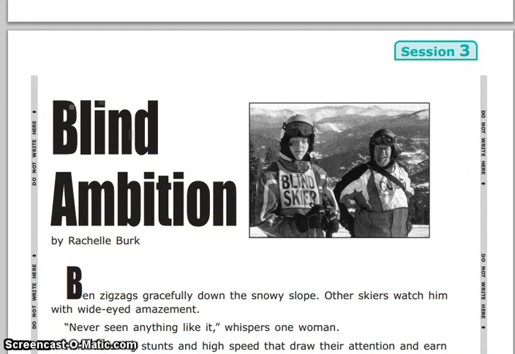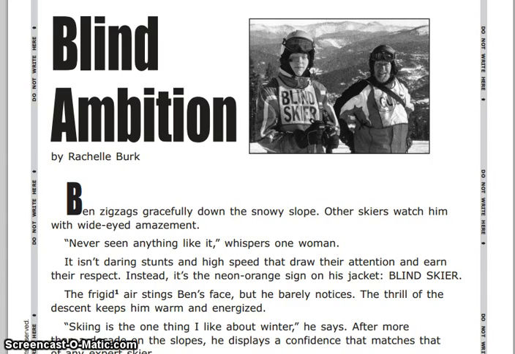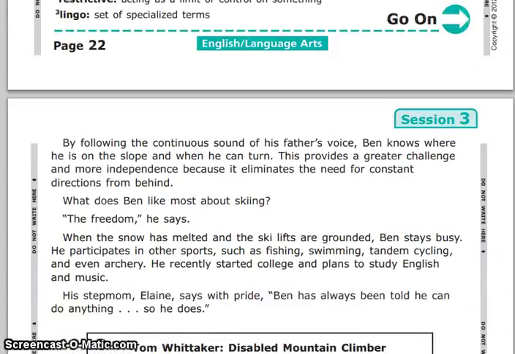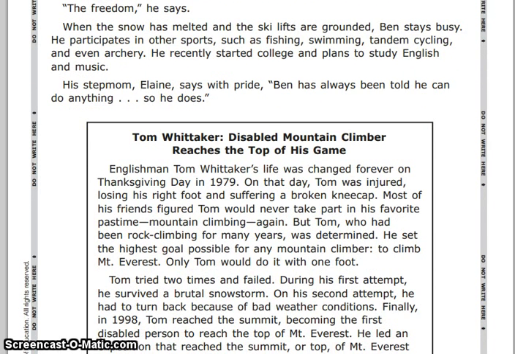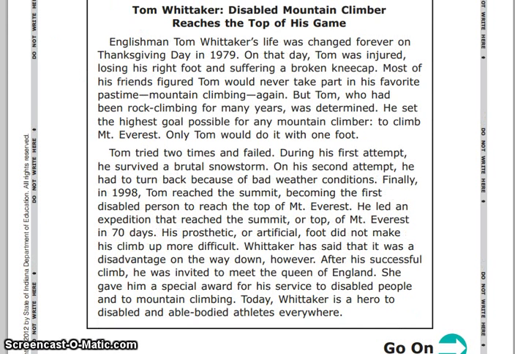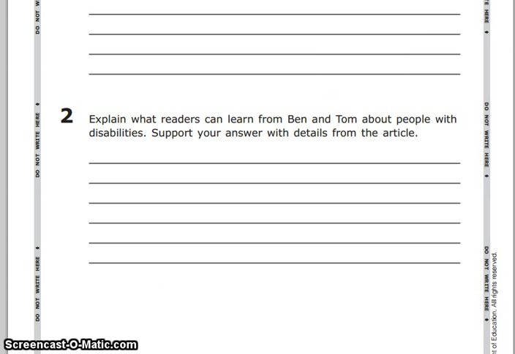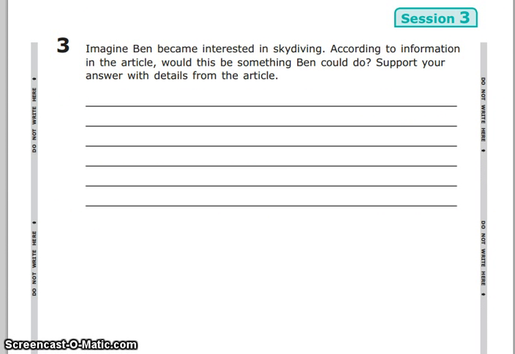There are the directions, and then here is the first passage. It says Blind and Ambition, and it's a few pages long, and then it goes right into a very short passage that is related, it's about the same topic. So this one was disabled people who are able to accomplish great tasks, okay? Then if I scroll down, I see one constructed response question, and here's the second one, and here's the third one.